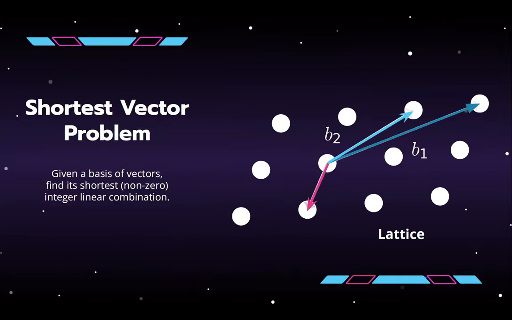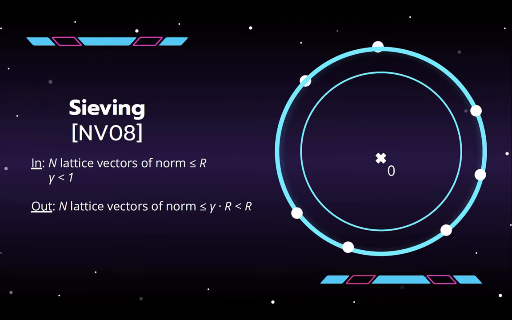The shortest vector problem is given a basis, for example, here B1 and B2. We consider the set of all integral linear combinations, which is called a lattice, and this problem asks us to find the shortest vector of the lattice. There are several methods to solve it. All of them run in exponential time. And one of these methods is by sieving.